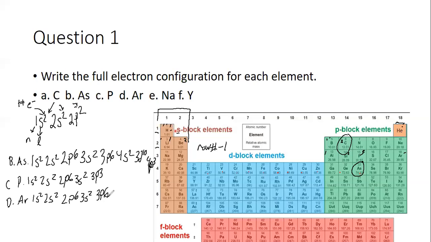And then for sodium, well, sodium is before all of this. It's number 11. So to count to sodium, it's 1s2, 2s2, 2p6, and then we stop at the 3s1, right? It's the first element in the 3s block.